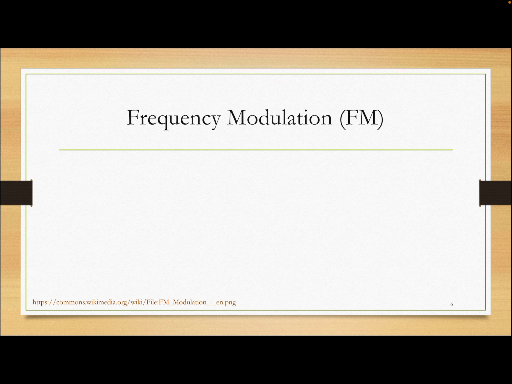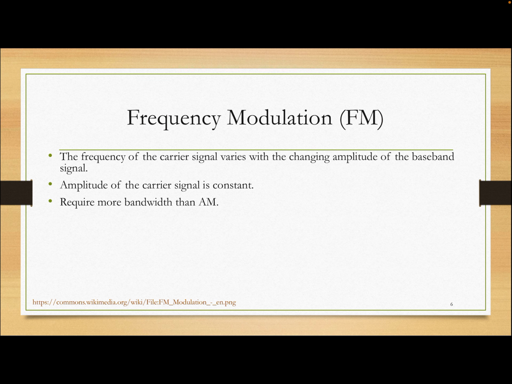Now let's look at frequency modulation. In this case, the frequency of the carrier will vary with the amplitude of the baseband. The amplitude of the carrier remains constant, as the input and the output. So the amplitude of the FM signal is also constant.